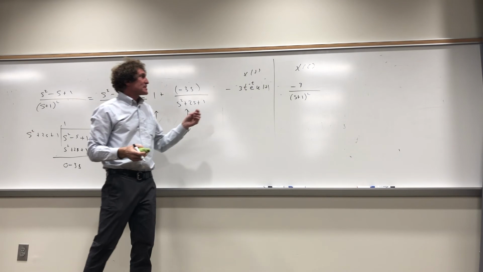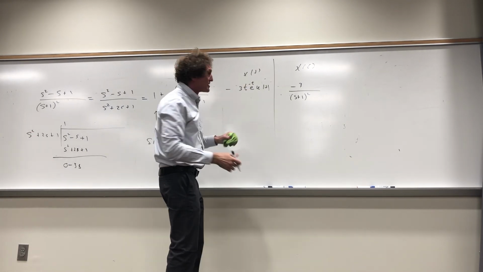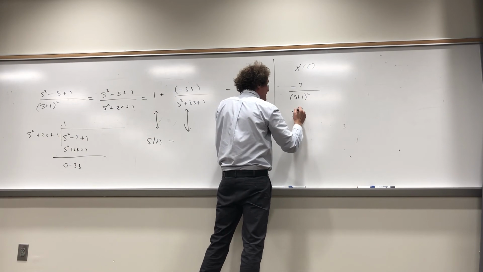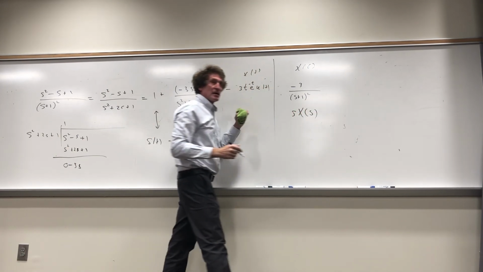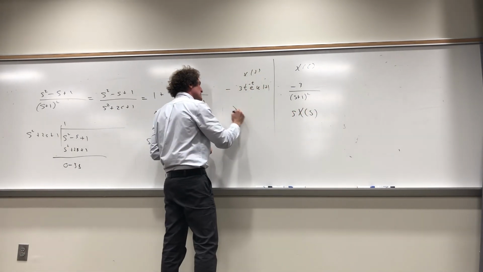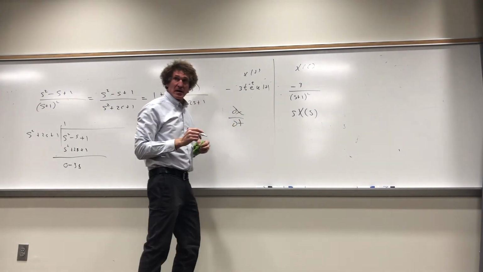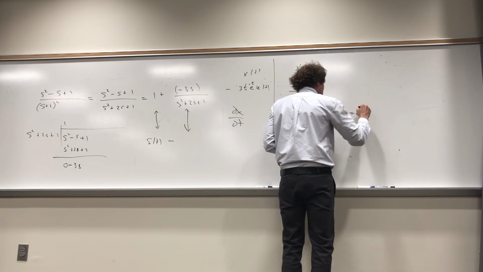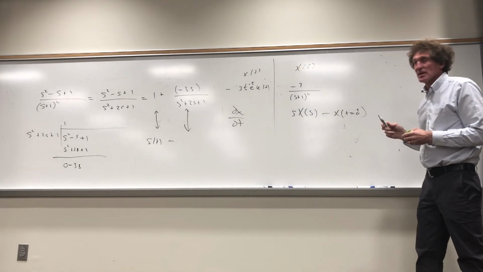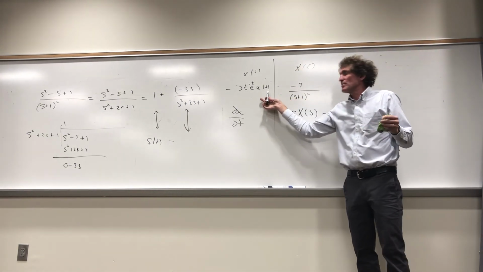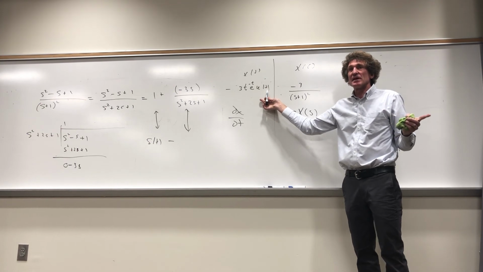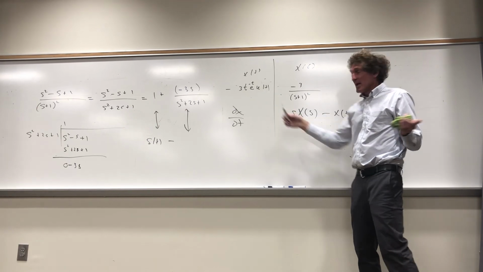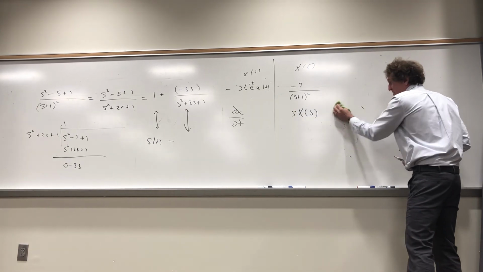Now, if that's x of t goes to x of s, if I have s x of s, what happens? Right? And there's also what? Minus x of t at t equals 0 plus, right? Correct, class? What is x of t at t equals 0? I mean, what is the value of this at t equals 0? 0, right? Which is just this, right?